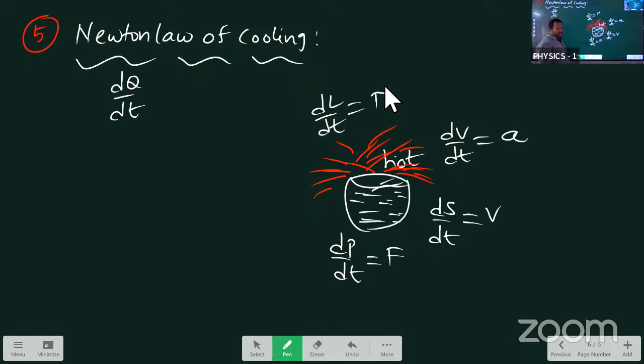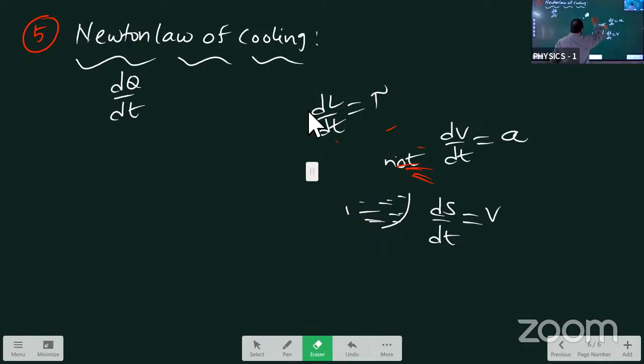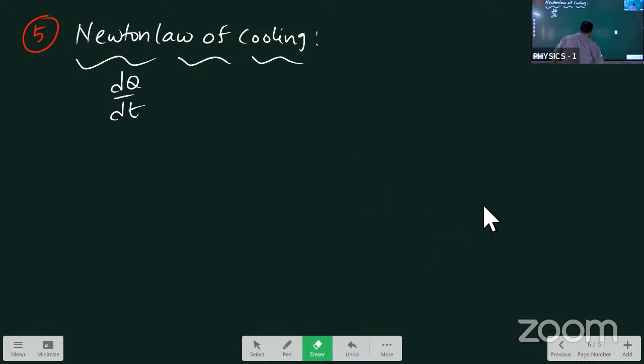So anywhere you take in physics, d by dt means rate of change, meaning with respect to time, how that given body, that given situation, is changing with respect to time. This d by dt means rate. Rate means 100% with respect to time. Time involvement is compulsory. Now concentrate on the statement of Newton law of cooling.